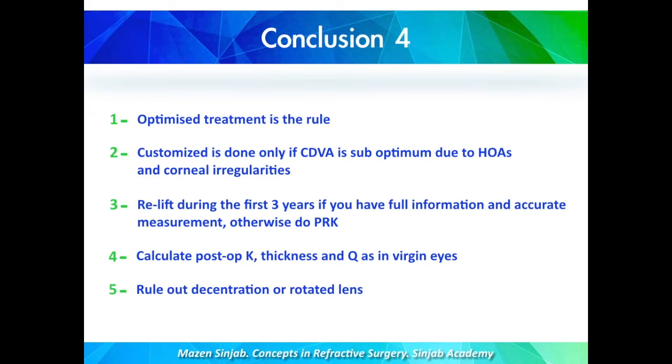So, conclusion number 4, optimized treatment is the rule. Customized treatment is done only if the corrected visual acuity is suboptimal due to high-order aberrations and corneal irregularities. Relift the flap during the first 3 years if you have full information and accurate measurements. Otherwise, do PRK. Number 4, calculate post-op K thickness and Q as in inversion eyes. And finally, rule out decentration or rotated lenses.